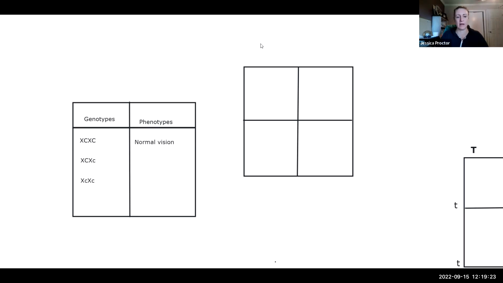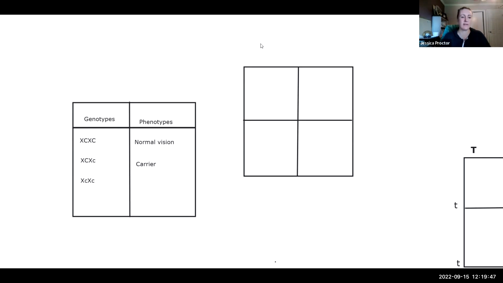If she has a big C on one of her X chromosomes, but a little c on the other, that means that she is a carrier for color blindness. We'll just put carrier. All right, and the only way a female ends up being colorblind, she would need to have the 2 recessive alleles on both of her X chromosomes. So that's a colorblind female there.